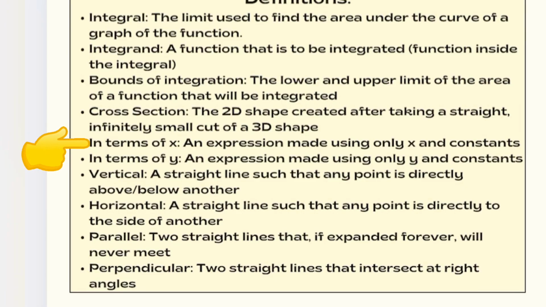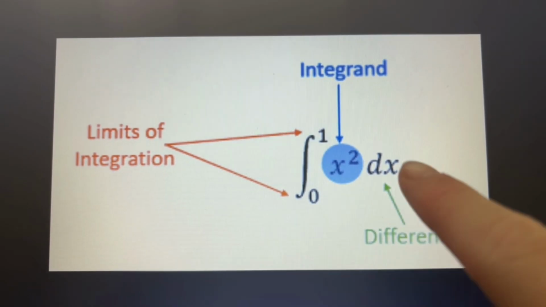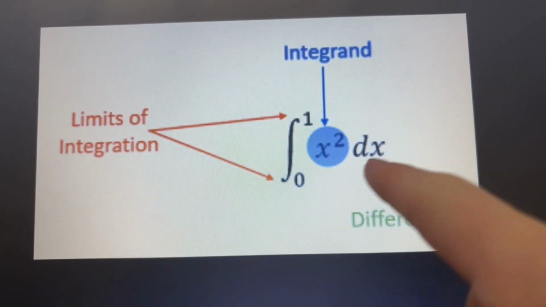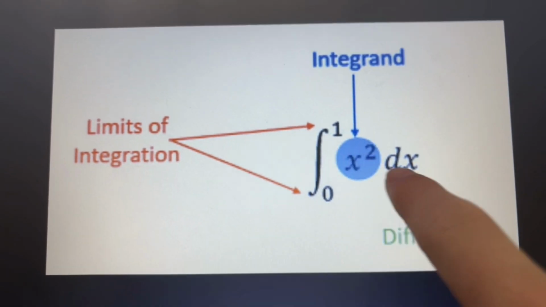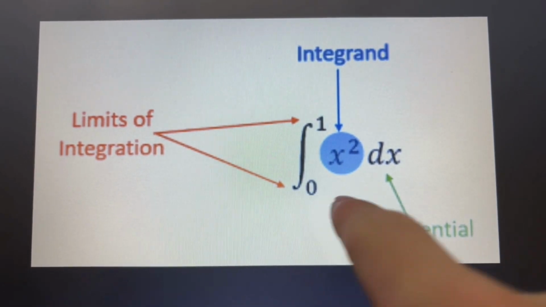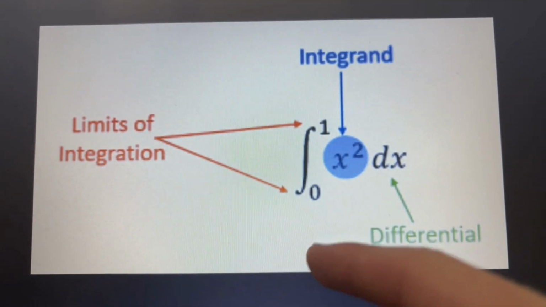In terms of x is an expression made using only x and constants. In terms of y is the same, just with y. So in an integral, this is represented by the dx or dy. So dx is in terms of x, dy is in terms of y. And also in the integrand, you'll notice that if it's in terms of x, all of these terms will either be an x or just a number. So like whatever, 2, I don't know, 4, I can go on and on.